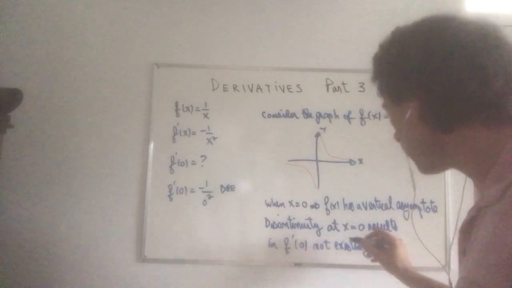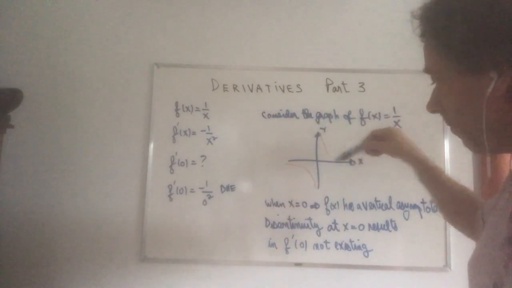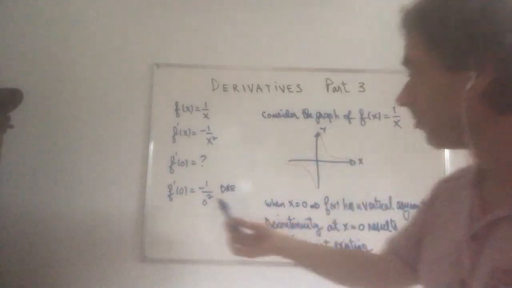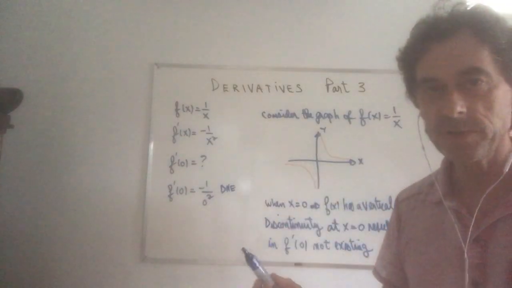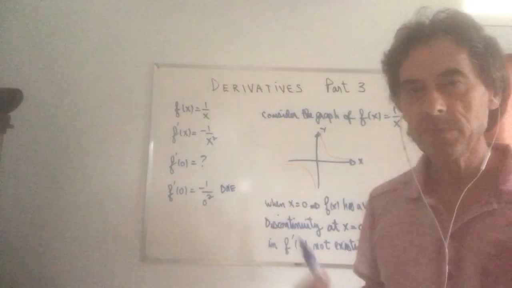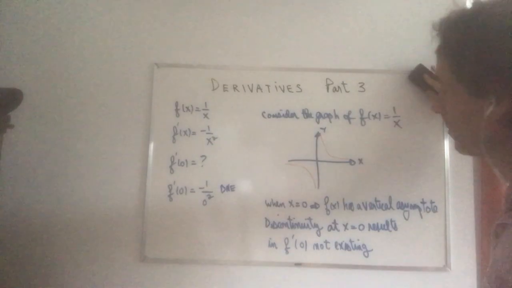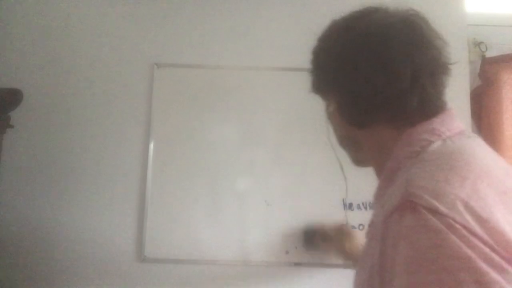Right? There's a definite connection between the fact that the graph is discontinuous at 0, in this case because of an asymptote, and the fact that the derivative at that very point does not exist. We're going to see other situations where discontinuity and the derivative are linked together. So before we do that, let's erase this and give a quick definition.